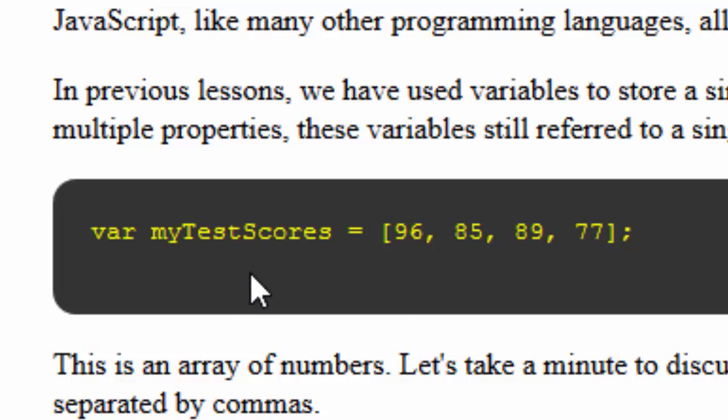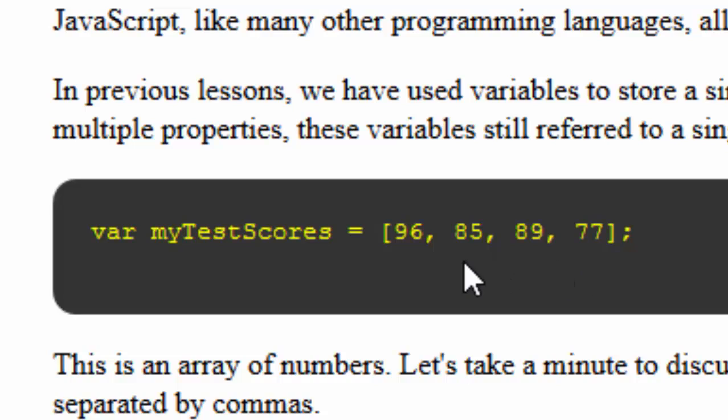What we're doing is creating a variable called myTestScores, and what we're storing in it is an array. You can tell because of the syntax. Arrays are enclosed in these square brackets in JavaScript. There are a couple of other syntaxes you can use to create arrays, but we're going to stick with this one because I think it's the most common, and I'll briefly touch on those other ways a little bit later.